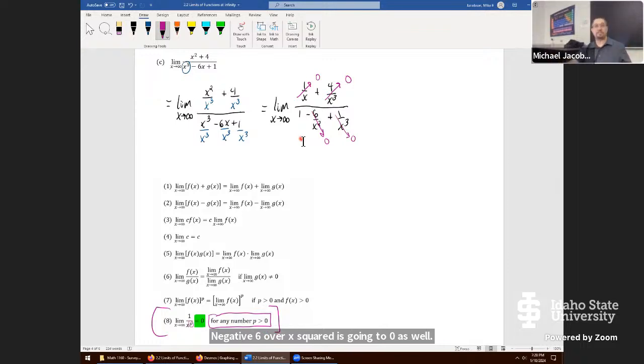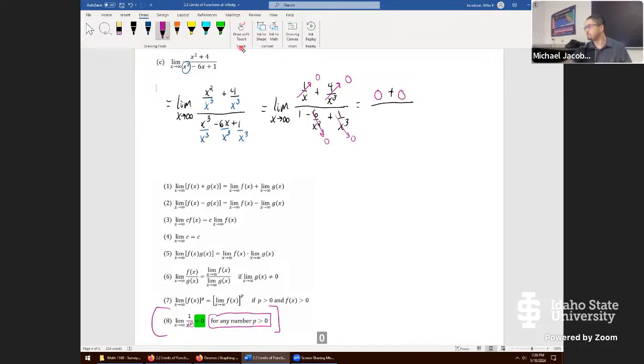So all that stuff is now just gone. And the limit turns into 0 plus 0 divided by 1 minus 0 plus 0.